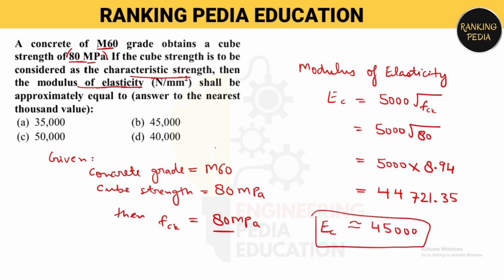Now you can check the option. So option number B is correct, 45,000. As it is mentioned, answer to the nearest 1000 value. So nearest 1000 value is 45,000. So option number B is correct.